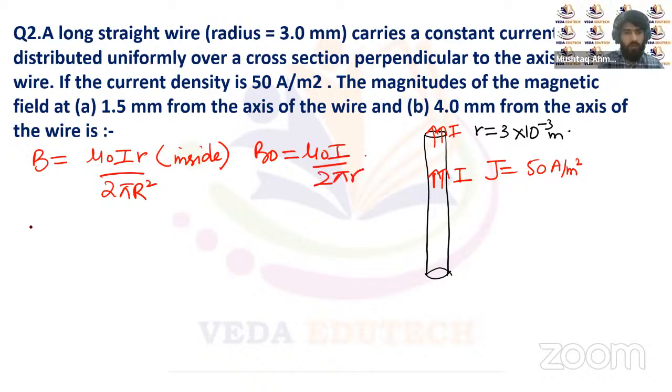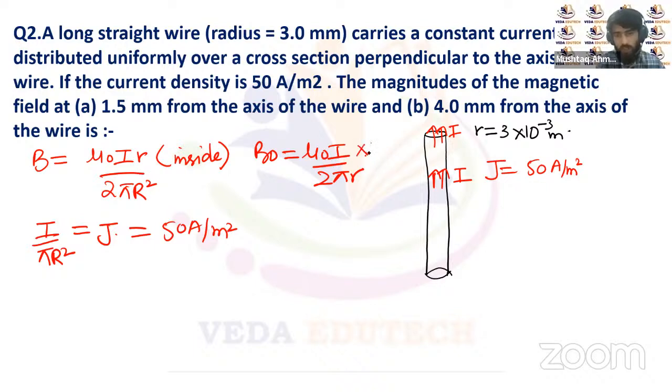Now we know that I upon pi r square is nothing but the current density. It has to be equal to the current density, so I upon pi r square will be equal to J. That's the current density, which is given as 50 amperes per meter square.